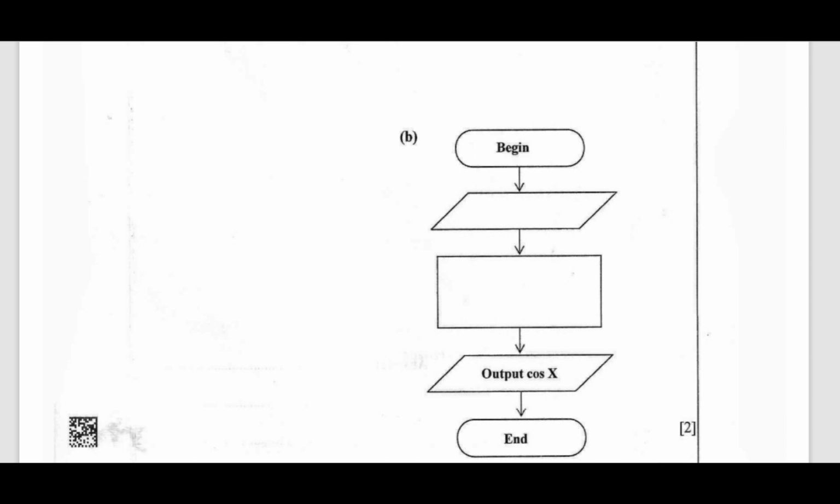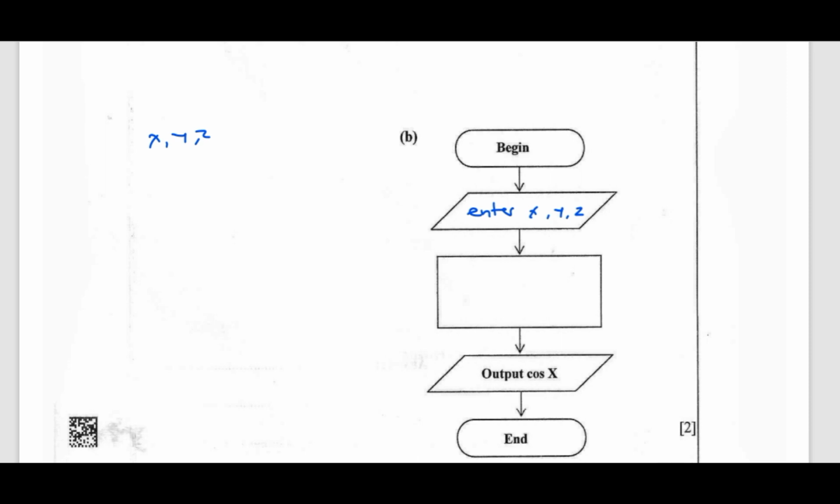So we are saying that this box that we've been given is the input. In the input, you're going to enter what you've been given. In this case, what have we been given? We've been given sides, which are x, y, and z. So here we will say enter x, y, z.